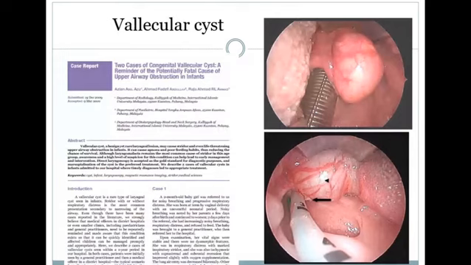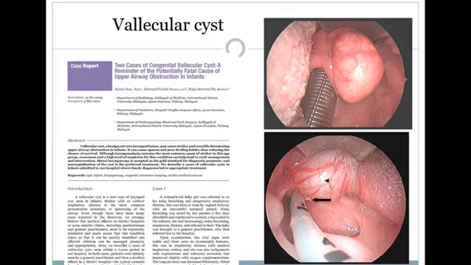It can occur anywhere in the upper airway. This is a vallecular cyst. Where is your vallecula? Have you heard of it? Yes, we have heard of vallecula. Where? Between the epiglottis and the tongue base. So base of tongue and the epiglottis, that's your vallecular area.